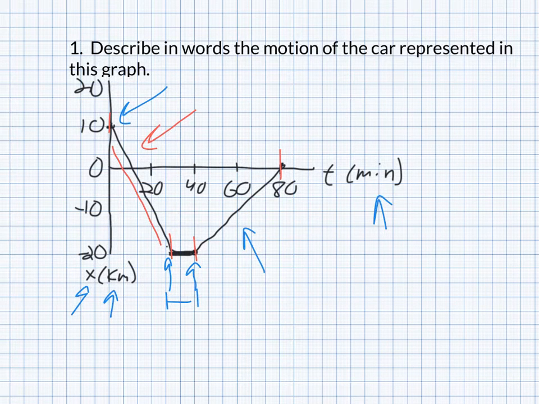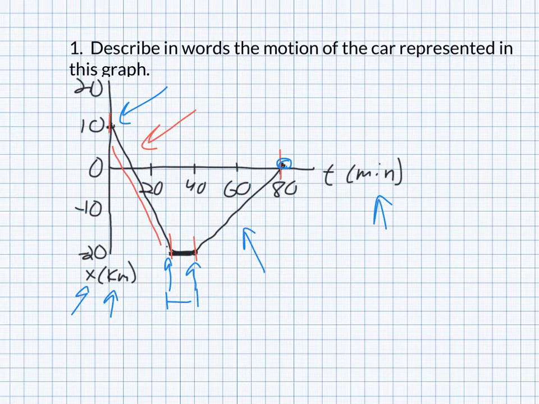It's going from negative 20 kilometers, or 20 kilometers east or west of the reference point, however we were setting up our coordinate system. And it travels all the way to a position here, which is 0. And that could be anything.